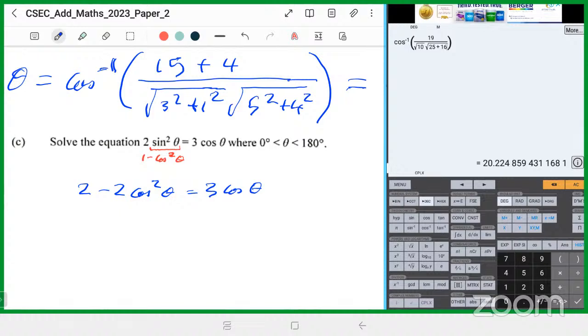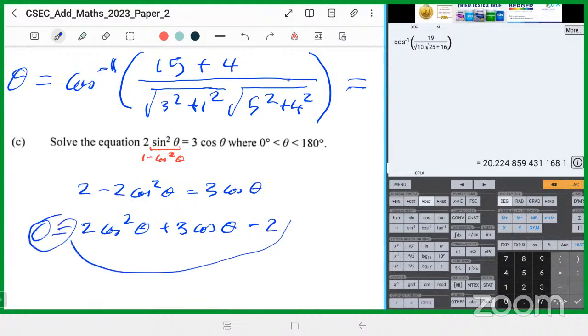I'm going to transpose in a way to make my square term positive. So I'm going to take everything over onto this side. So when this goes over onto the right side, it's going to become a positive 2 cos squared theta. So it becomes 2 cos squared theta. This is already over there as 3 cos theta. And then this 2 will go over and become a negative 2. And we are now equal to 0. It doesn't really matter, so equals 0 here.